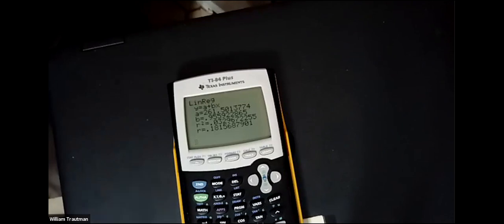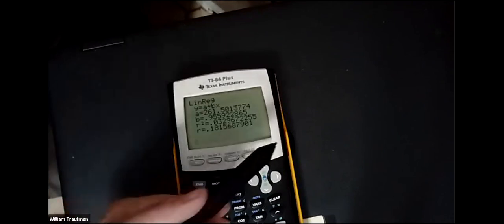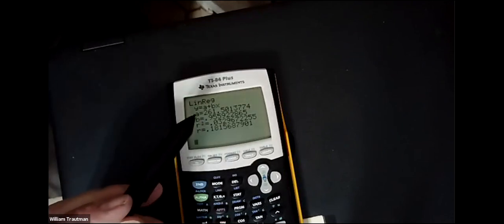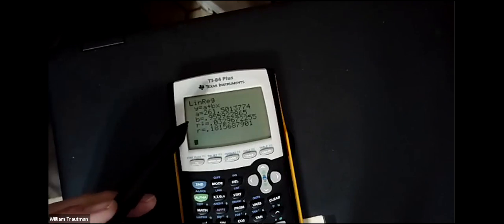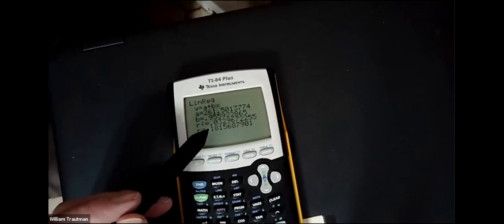I'm using an old calculator, so let me see if I can find my newer calculator. Here it is. Well, I'll use my newer one for the next problem. But there's my A, and there's my B. And there's my R, 0.18.